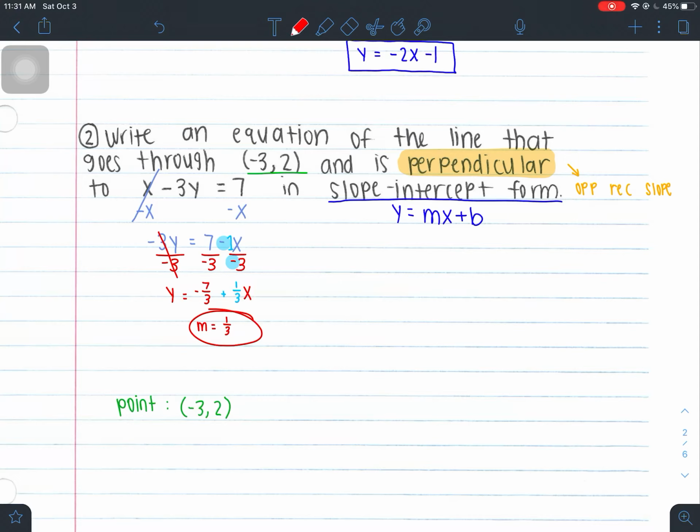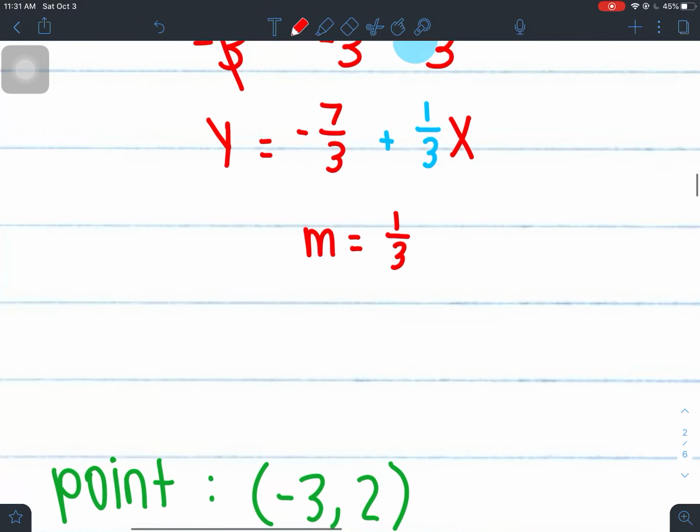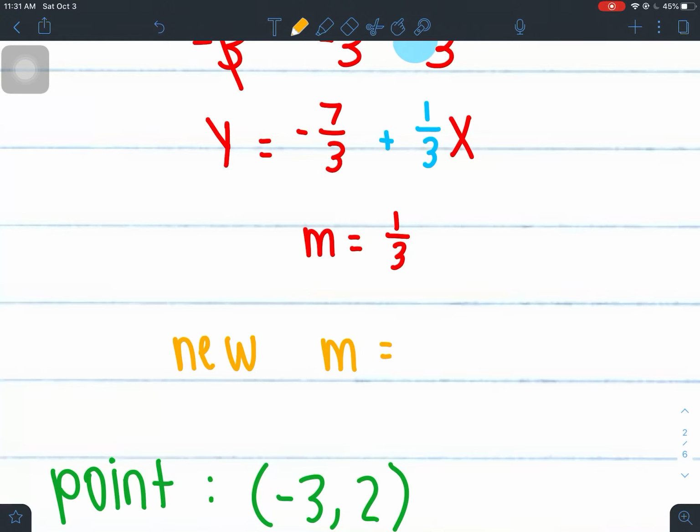Answer is no. Why do I not want to use the same slope? Because if I make it with the same slope, I make a parallel line. I'm asked to create a perpendicular line, so we are not going to use the same slope. So that's the slope currently. Now I'm going to identify the new slope that we're going to use, n u m. Your new slope, not the old one.